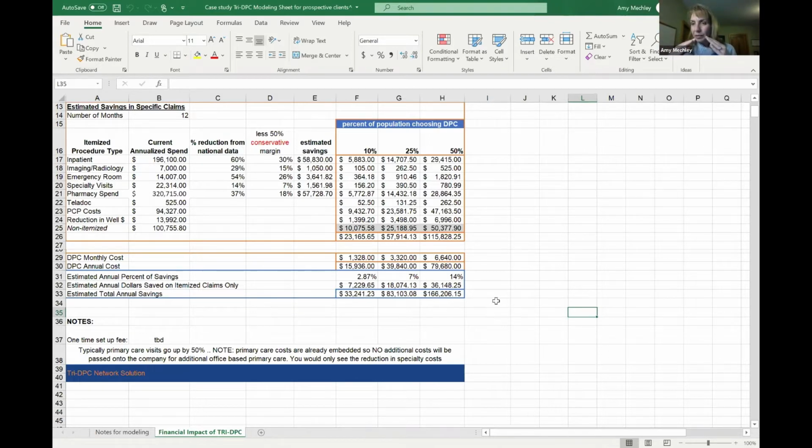It's so obvious to me because the DPC is the financial model. It's not a clinical model. It's not the way you practice medicine. It's the support model so that you can practice.